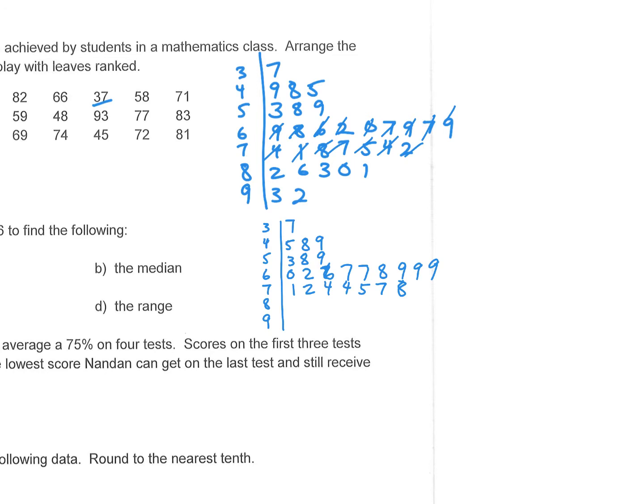Zero, 1, 2, 3, 6, and 2, 3. So here's my stem and leaf plot, and all the numbers are ordered.